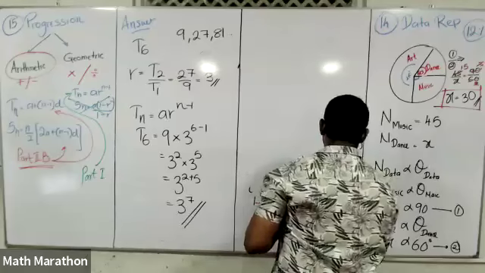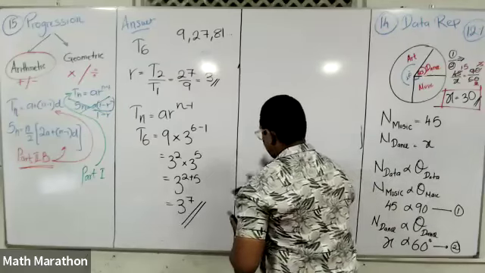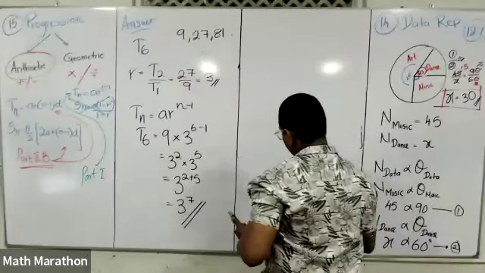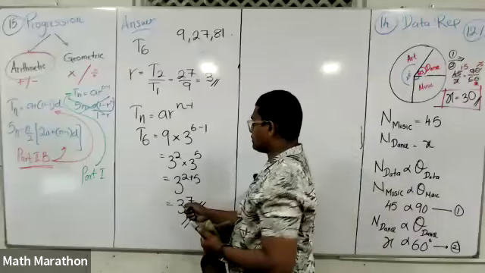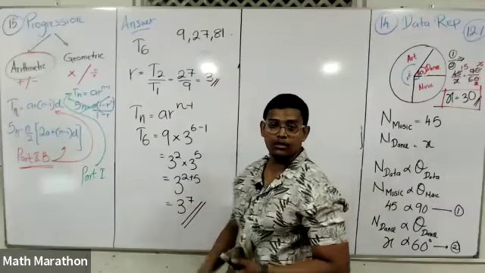Some kids don't read the question properly and write the final answer. You won't get marks, because they will see whether 3 to the power 7 is written. If not, you won't get the marks.